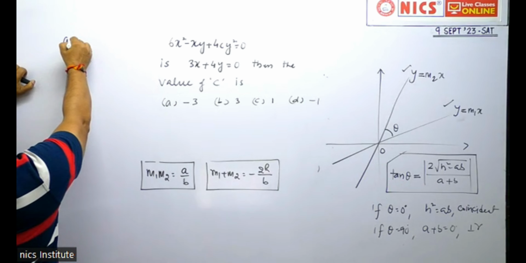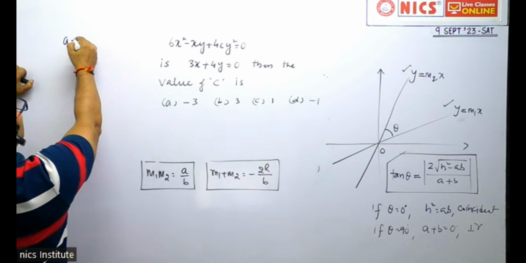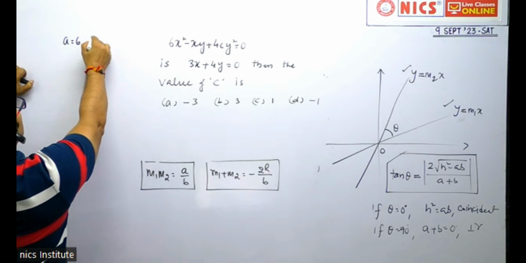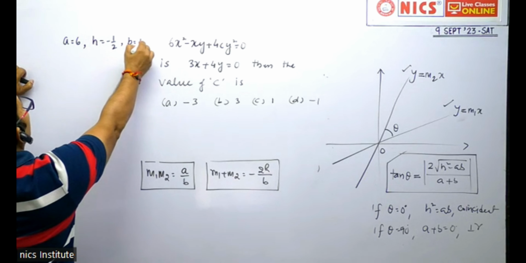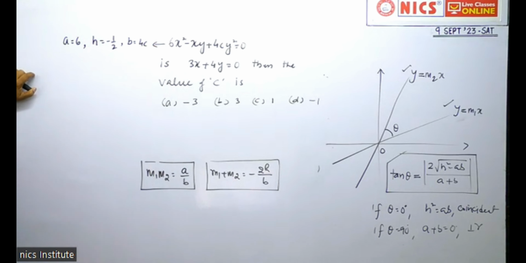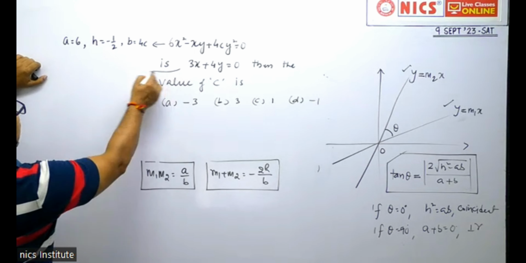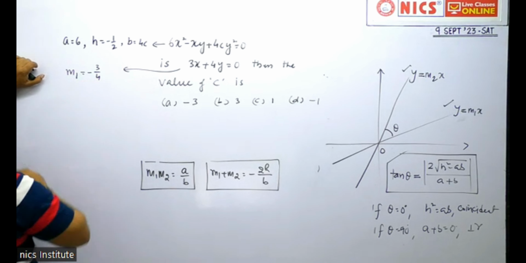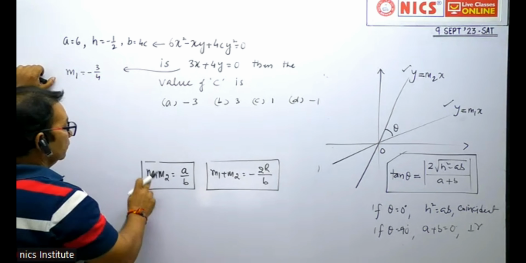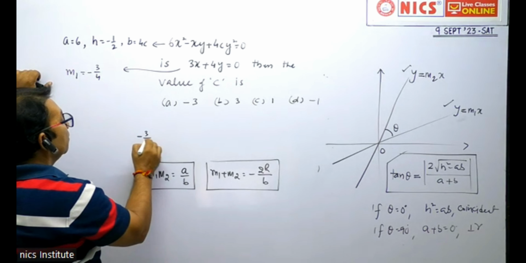You can identify a. Compare this equation with the second degree equation: a is 6, h would be minus 1 by 2, and b would be 4c. Right? When you compare this equation with ax square plus 2hxy plus by square equal to 0, you get a as 6, h as minus half, b equal to 4c. Then you get the slope of this line, which is m1, minus 3 by 4. So I can substitute it over here. m1 is minus 3 by 4.